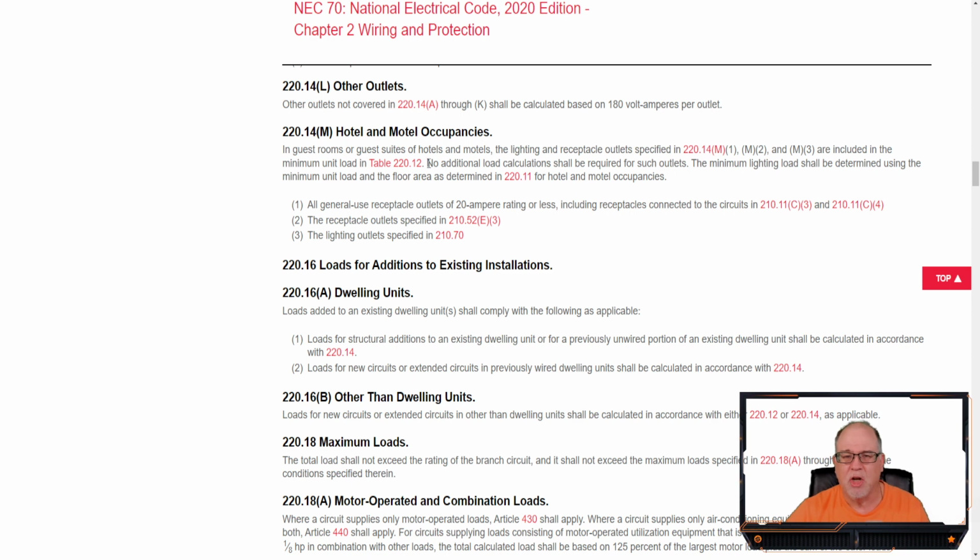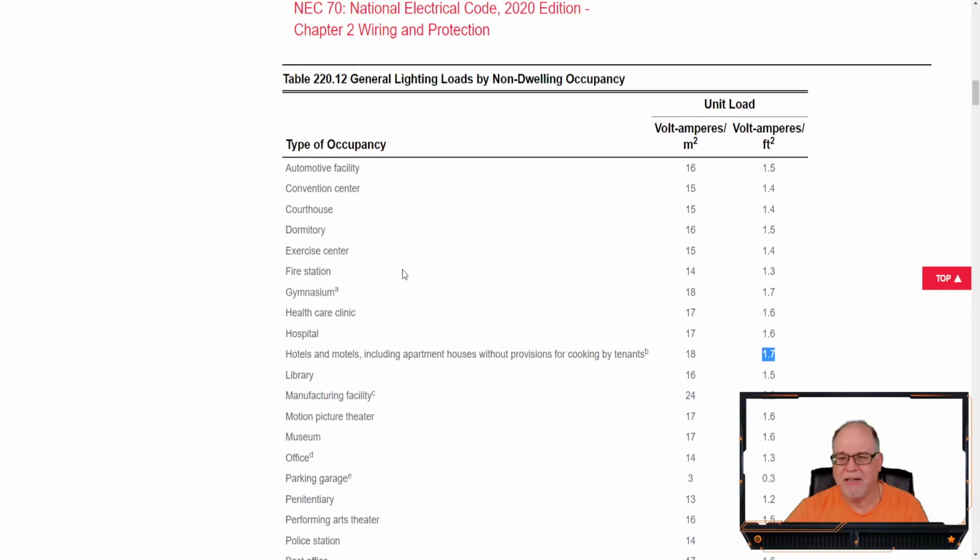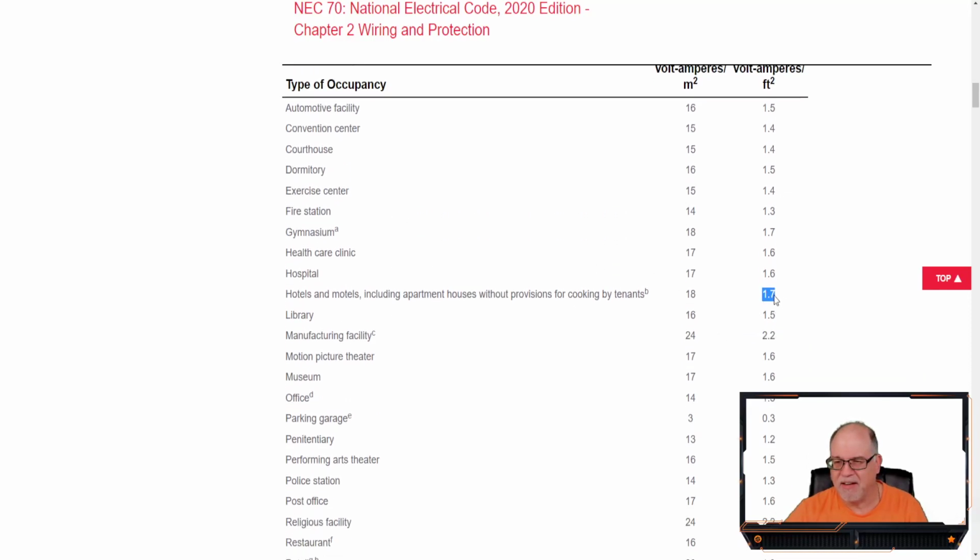Again, it reminds us, no additional load calculations shall be required for such outlets, the ones we just talked about, which are right here, 1, 2, and 3. We don't have to do anything for those. So in the question, those 8 receptacles didn't mean anything to us. We didn't need that part of it, okay? All we cared about at this point so far is what? We need to find out that it is 1.7, okay?